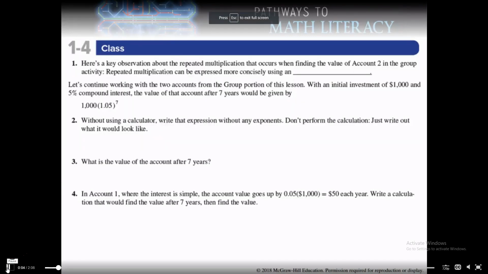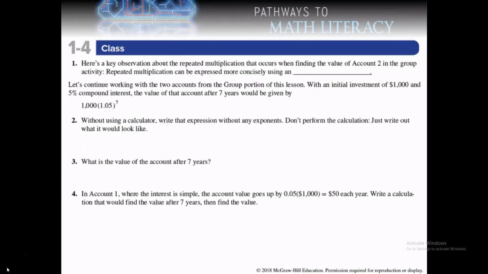We're still talking about the simple interest versus compound interest with the two accounts that we were using in the group portion. In number 1, here's a key observation about the repeated multiplication that we found in that activity. Repeated multiplication can be expressed more concisely using an exponent. So let's look at that a little more closely.